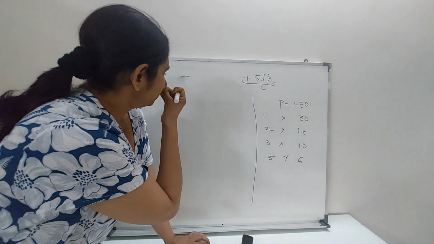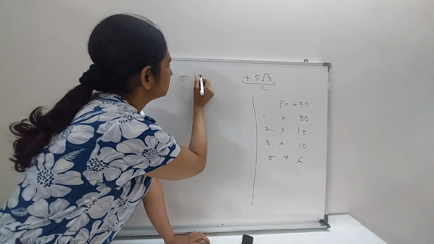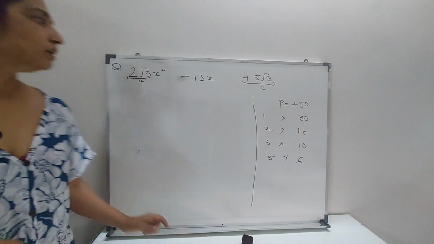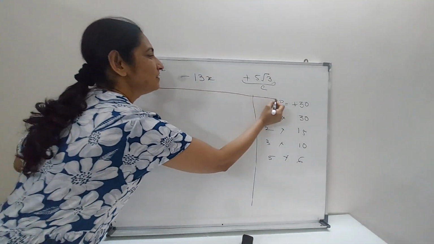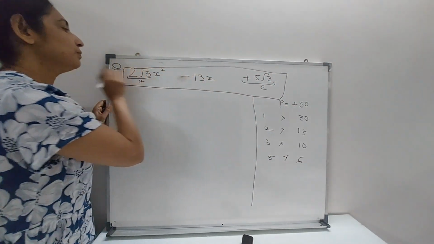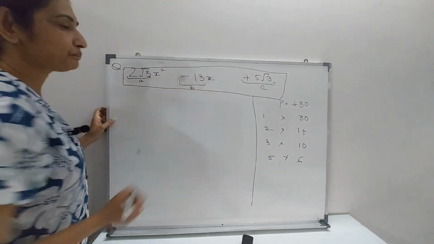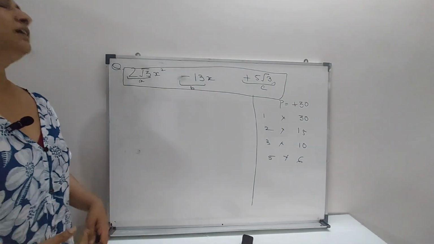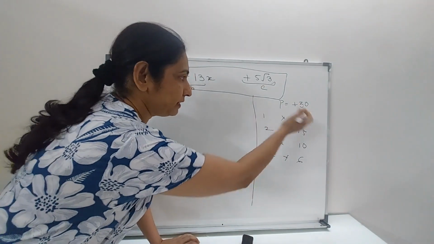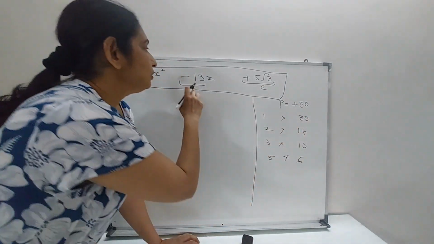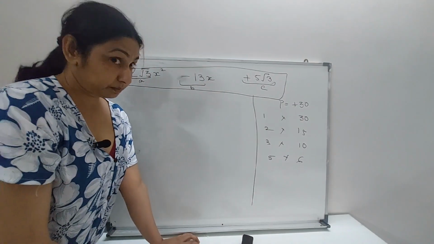So this was the whole question. Now you can copy down the whole question, where this is your B. What is the next step now? We have to find that pair which gives us minus 13 on addition or subtraction.